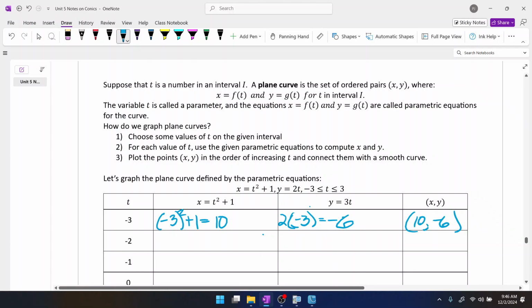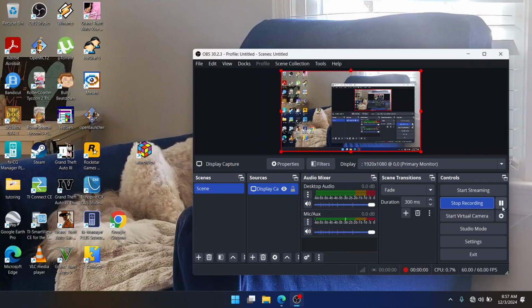So you're going to figure out the rest of these values, and once you do that, you'll be in good shape. We'll plot the curve, and then I'll show you how we eliminate a parameter. Now that's on the docket for tomorrow. But what we're going to do now is go ahead and stop it here.